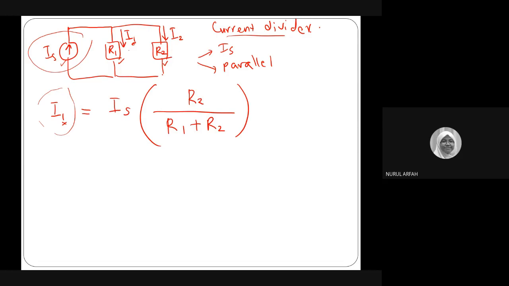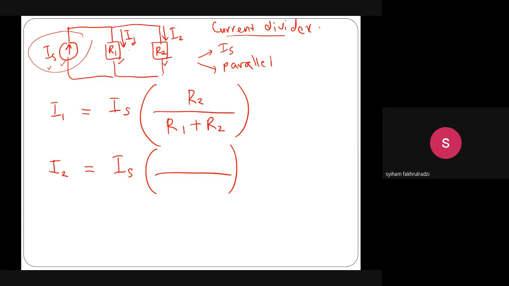What about the polarity? Later on I will show you the polarity. Right now just put I2. What is I2? You need the source. Yes, I source into what? Anyone can guess? R1. R1 divided by? R1 plus R2. Okay. What about the polarity?